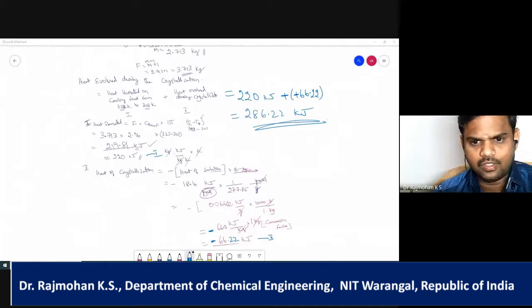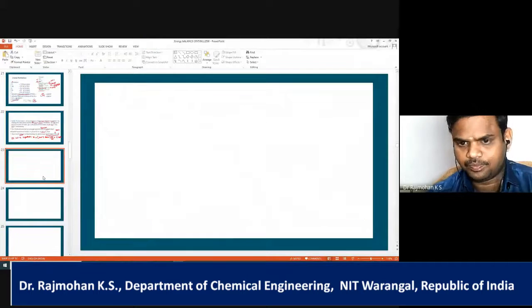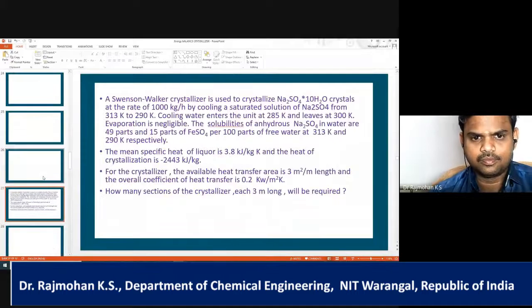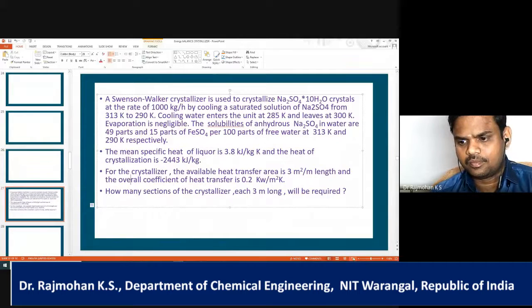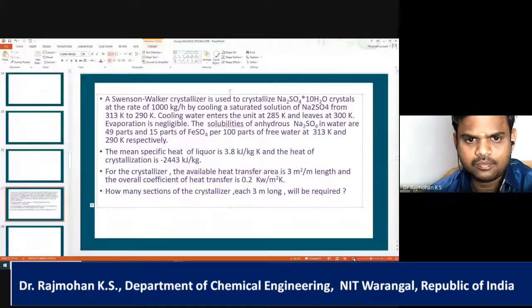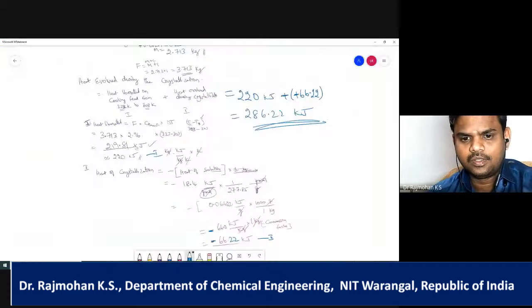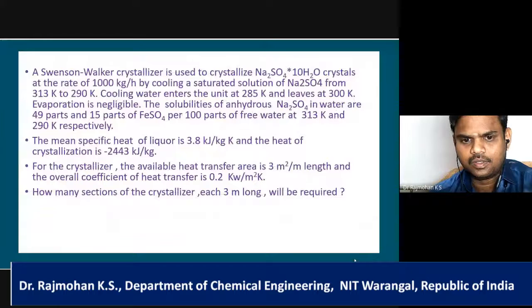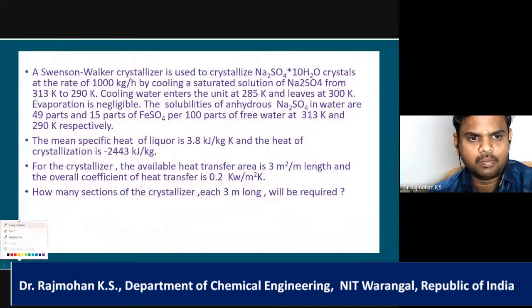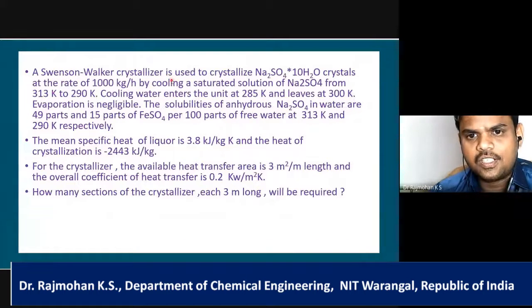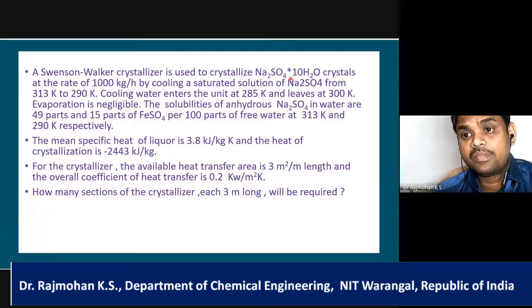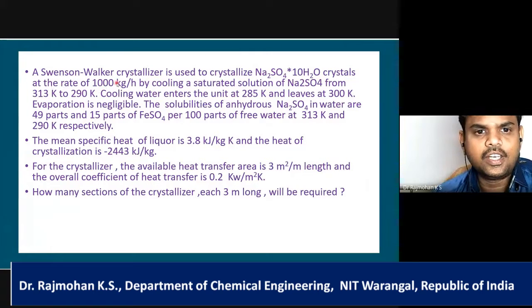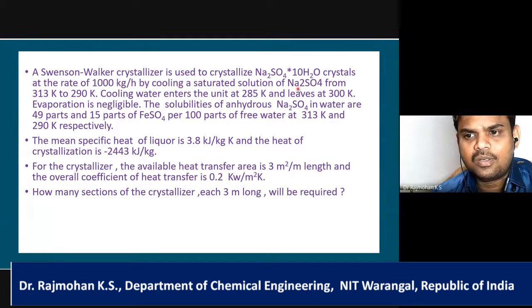Now we'll proceed to solve the next problem. So just go through this problem. A Swenson-Walker crystallizer is used to crystallize sodium sulfate 10H2O crystals at the rate of 1000 kg per hour by cooling a saturated solution of sodium sulfate, Na2SO4, from 313 Kelvin to 290 Kelvin.